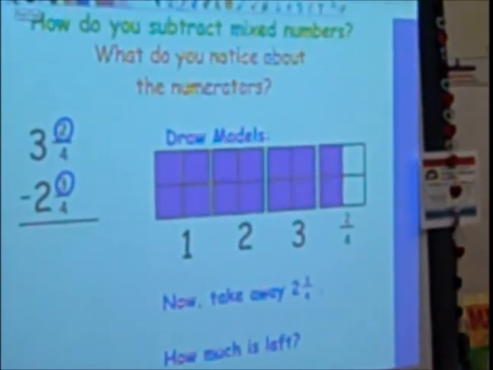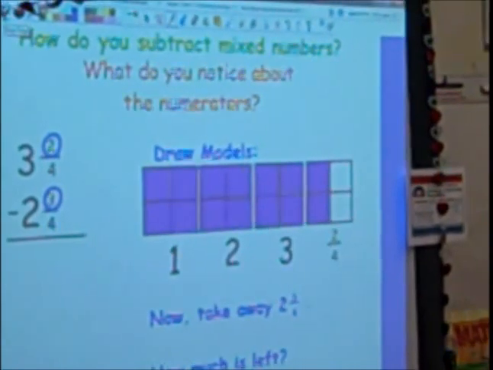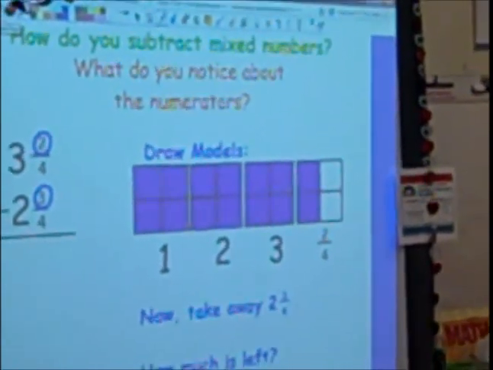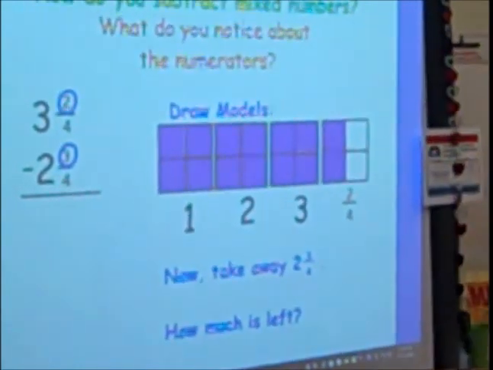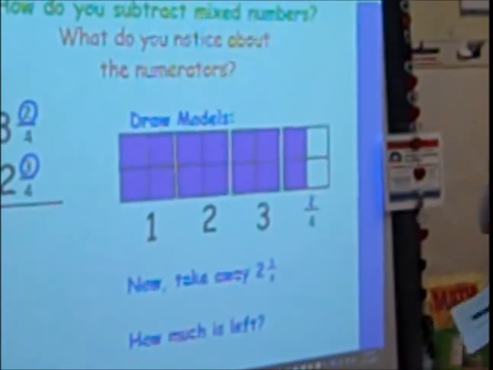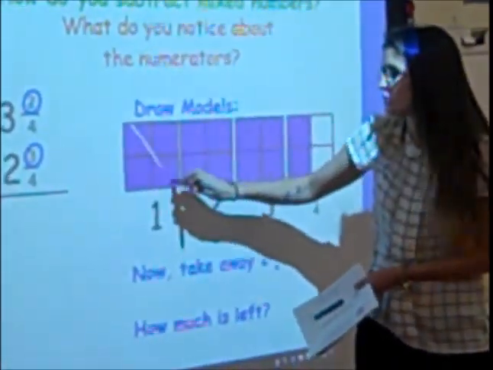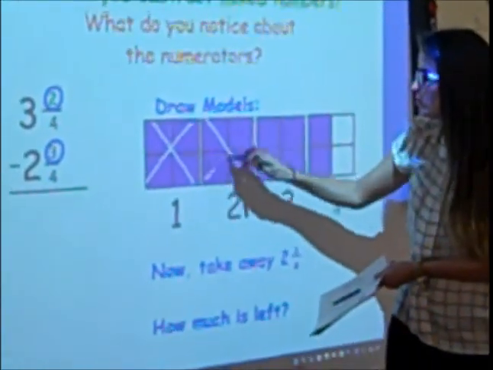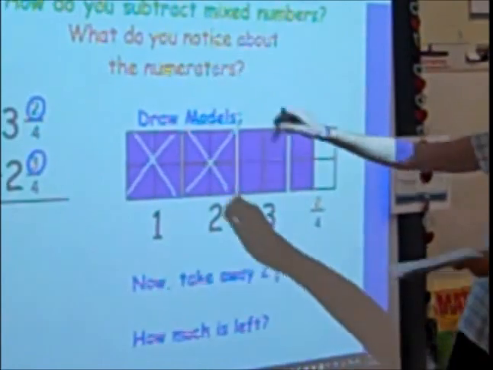Now, if you have 3 and 2/4 minus 2 and 3/4, your numerator at the top is less than your numerator at the bottom. So that's where it gets tricky for kids. We can draw models, and we know that we would be taking away 2 wholes. So we start at the beginning, take away those 2 wholes. How many wholes do we get? Oh, not yet, don't do that yet.